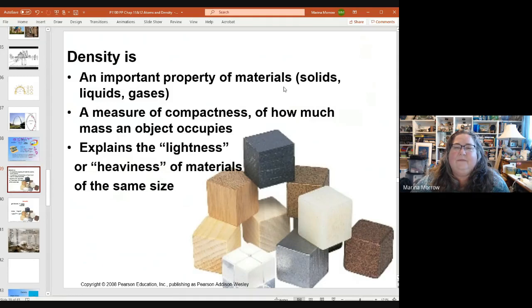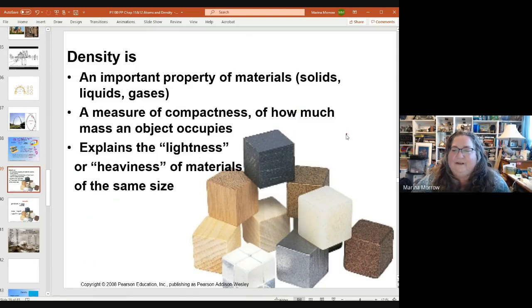Now, we talked about how density was one of the properties that Mendeleev used to identify materials. And you can have densities of solids, liquids, or gases. One way to think about it is how compact things are, how much mass they have in a certain space. And this is why we say some materials are heavy. What we're usually saying is they're more dense. And other materials we'll say are light. So we'll say, oh, bamboo is light. Well, it's light for its size, right? For its volume. And iron is heavy for its volume.